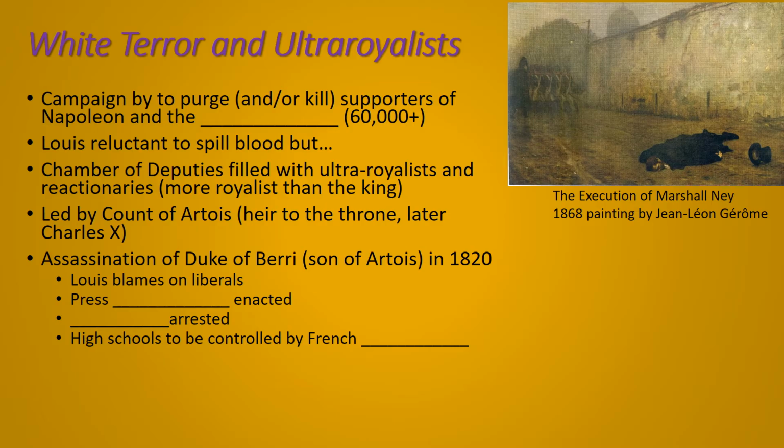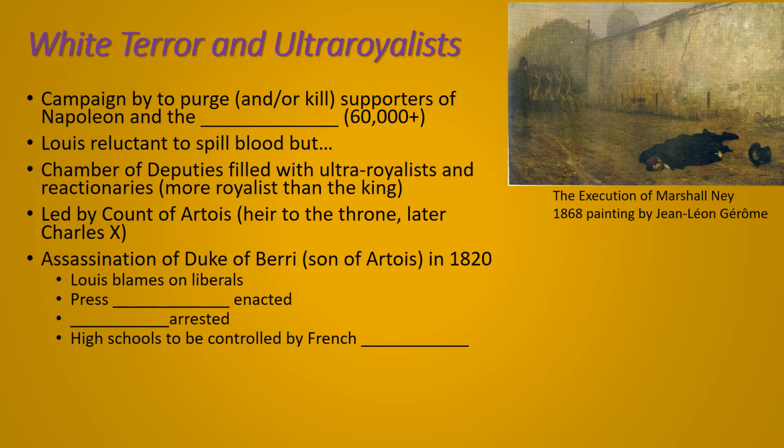So we're going to see this campaign that gets out of control. Louis doesn't want it. He's reluctant to spill blood, but this campaign to purge and kill supporters of Napoleon in the French Revolution, we don't know the numbers. A lot of it's just a matter of driving them out of their government jobs. Some of it was mob violence and murders. Some of it, there were trials. Some of the trials were legitimate trials. Some were mock trials, and it was mob justice.